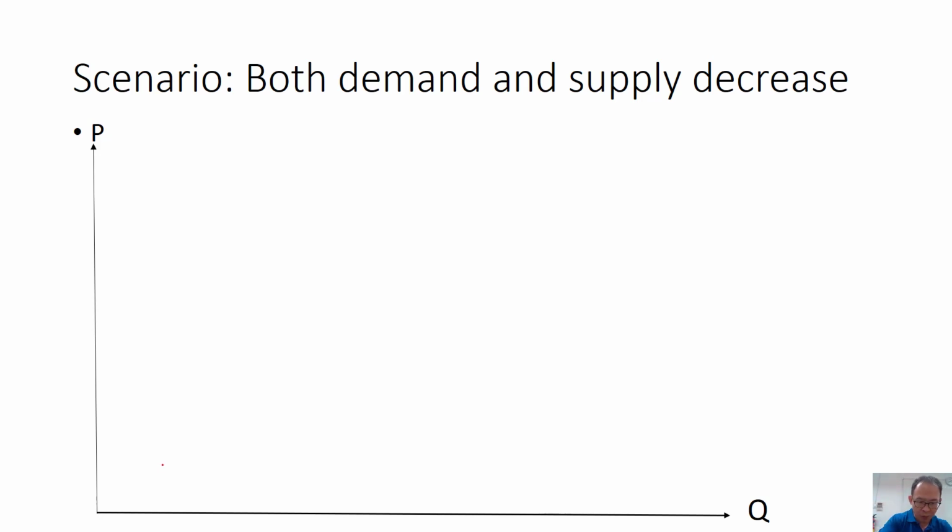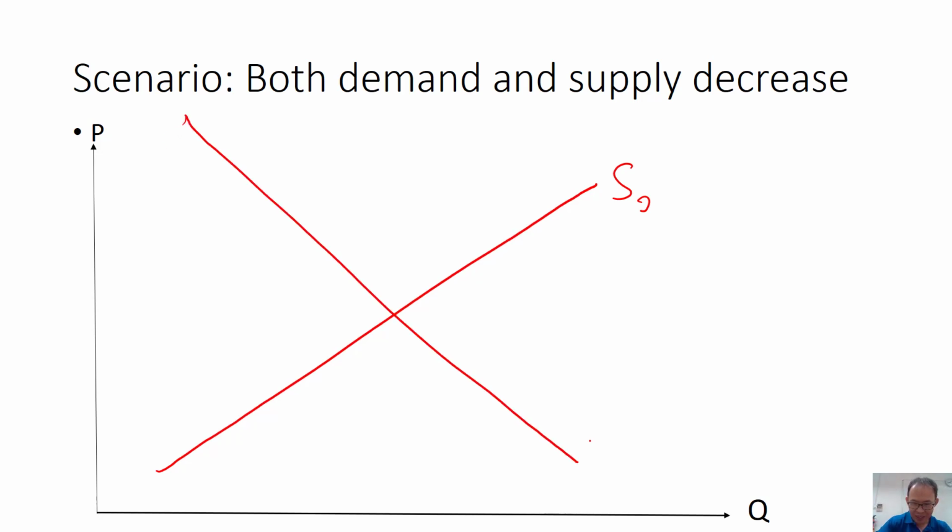So just as what we have done for the previous video, you draw an upward sloping supply curve and a downward sloping demand curve. You note the equilibrium Q naught, and the equilibrium price P naught. Do this first before you shift any curve. So now we are going to shift both curves to the left. That's what we mean when we say that the demand and supply decrease.